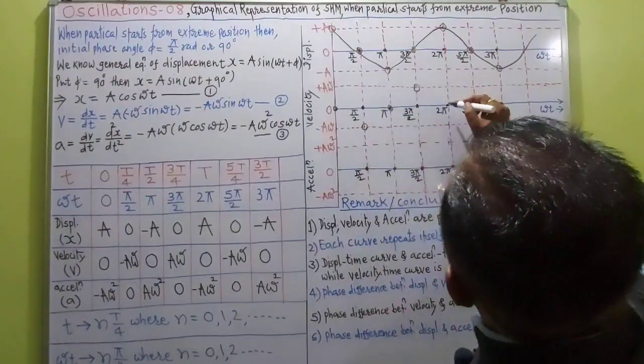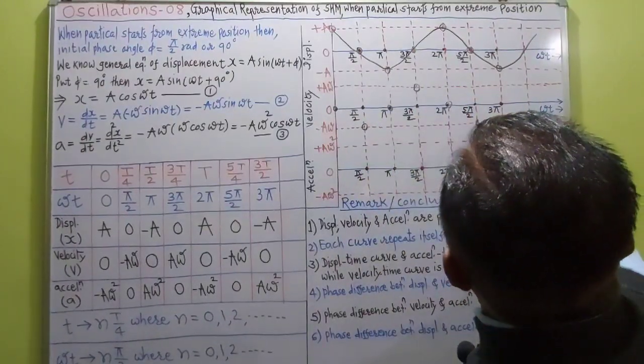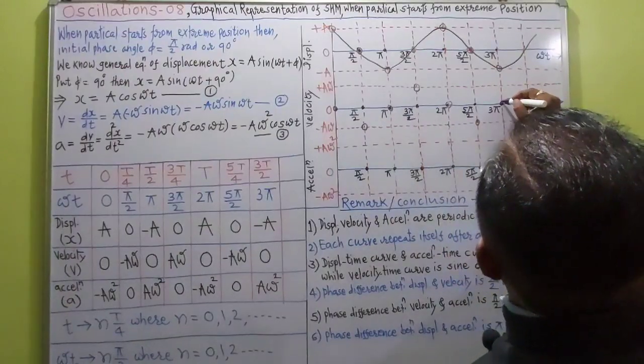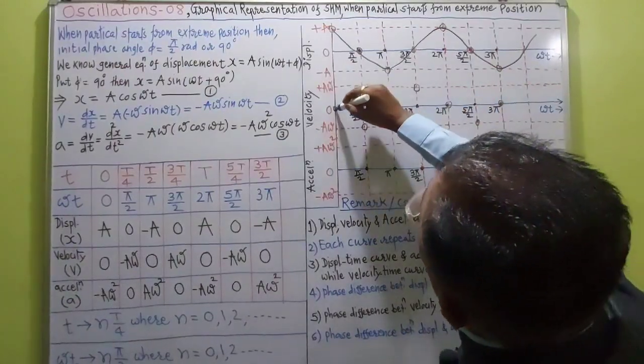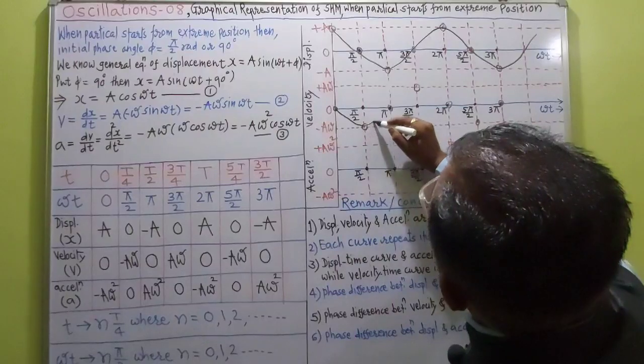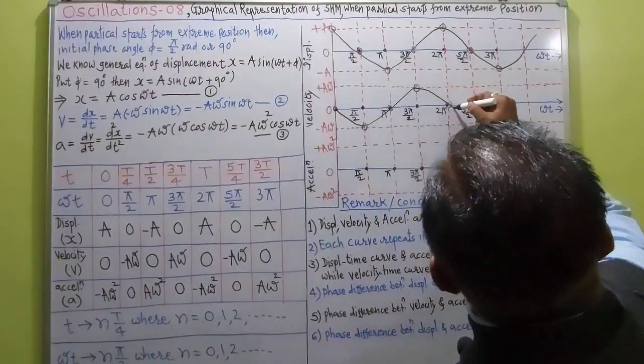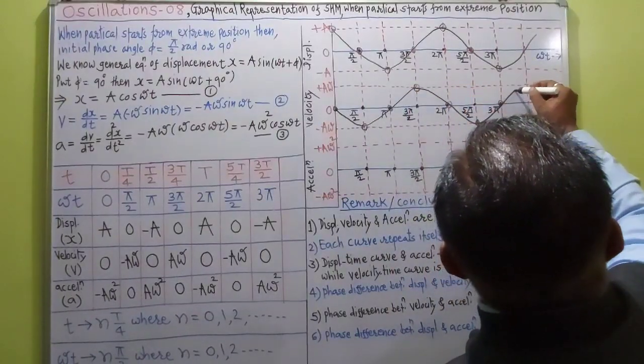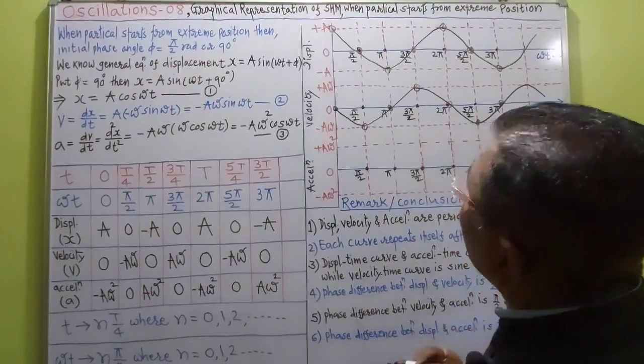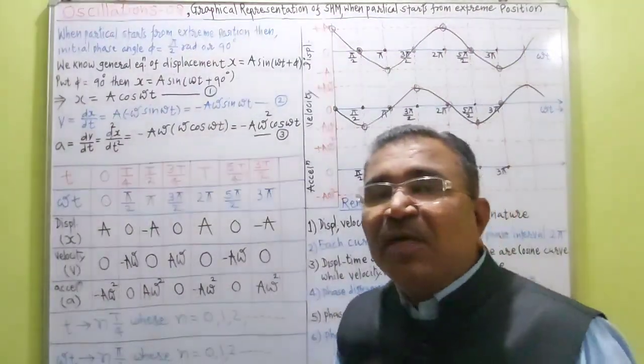The graph is like this. The next points are here. And the nature of the graph is like this. See here, this is the nature of the graph. So this is the nature of the graph of velocity.